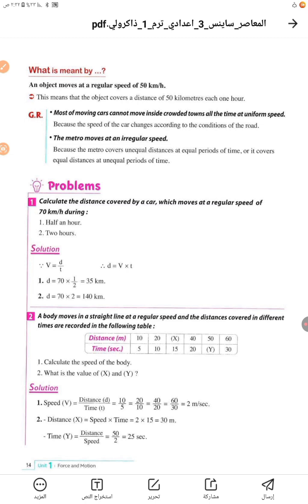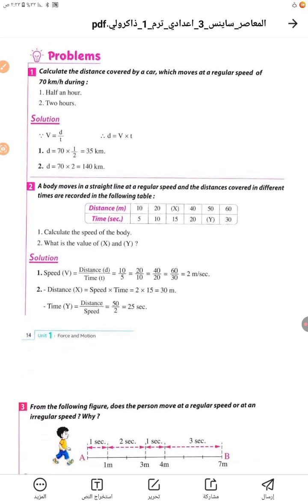Most moving cars cannot move inside crowded towns all the time at uniform speed, because the speed of the car changes according to the conditions of the road. The metro moves at an irregular speed because the metro covers unequal distances at equal periods of time, or it covers equal distances at equal periods of time.